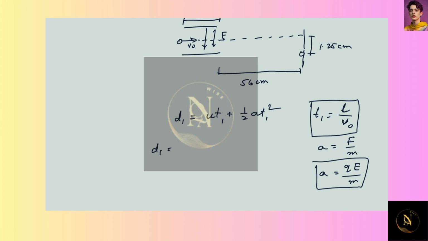So d1 is equal to u, which will be uy rather, which is 0 because there is no initial vertically downward velocity, plus half the acceleration, qE over m, and t1 squared is L by v naught, whole squared. This gives qE L squared by 2m v naught squared. So this is d1 you have got.